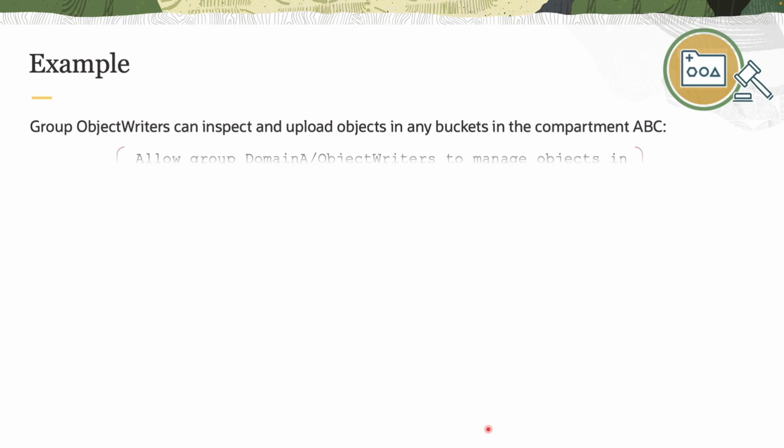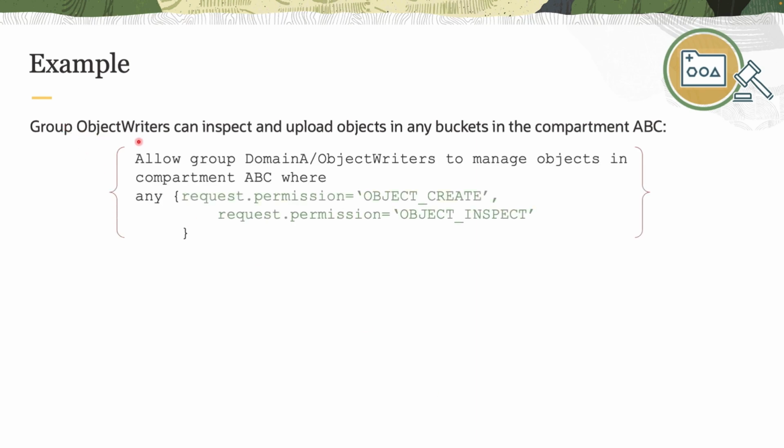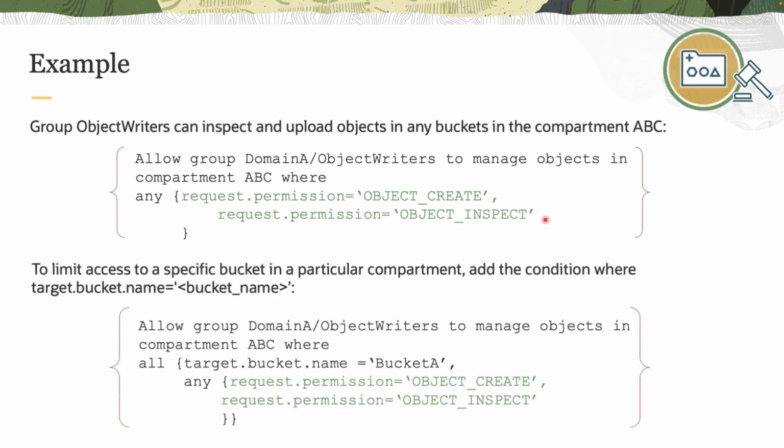If you look at one more example where we want the object writer group to inspect or upload objects in any bucket in a particular compartment, then we can write a policy by limiting their permissions to OBJECT_CREATE and OBJECT_INSPECT. Going ahead, you can also limit it to a particular bucket in a particular compartment by using the condition target.bucket.name is equal to the bucket name. So it has been limited to a specific bucket and to the specific permissions create and inspect.